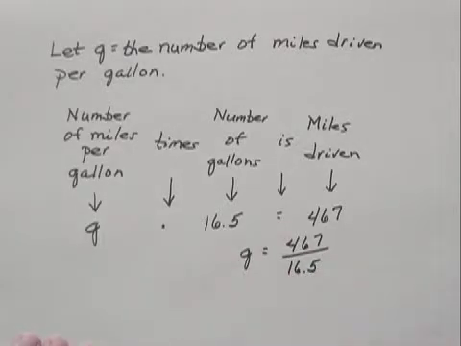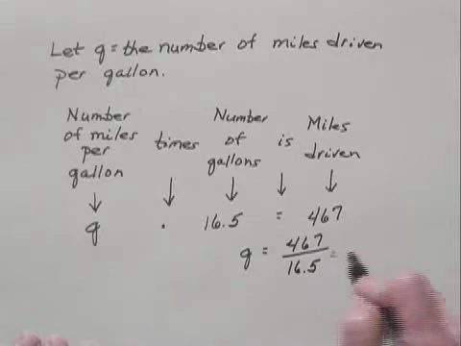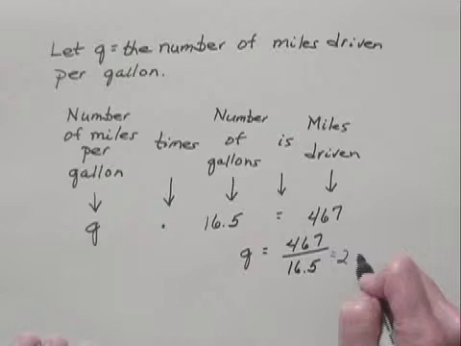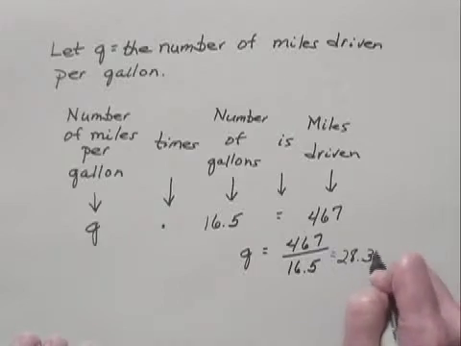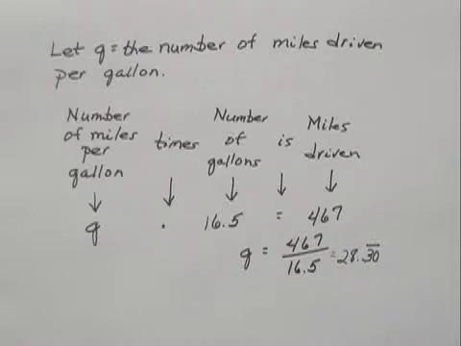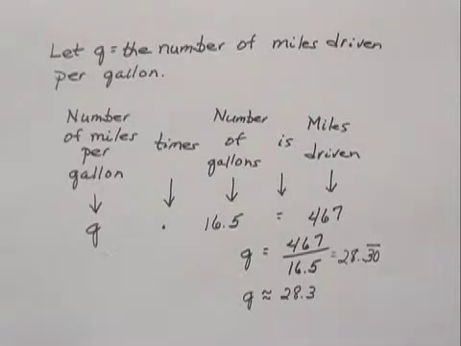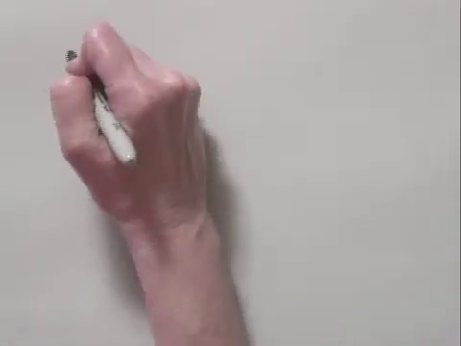divided by 16.5, and when we do that division, we get 28.30, where the 30 is a repeating decimal part of that number, and we were asked to round to the nearest tenth, so we would say that G is approximately equal to 28.3. Now we can check this. It's the fourth step in our problem-solving process.